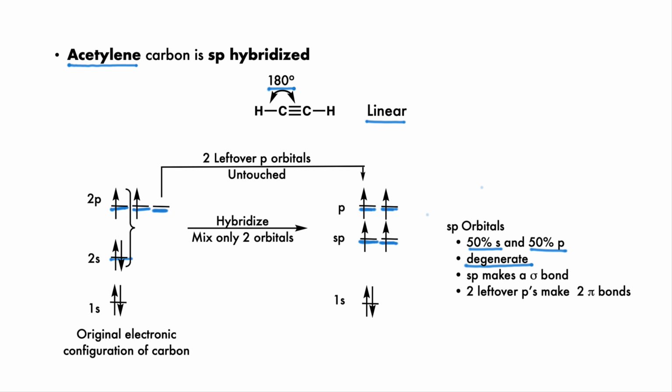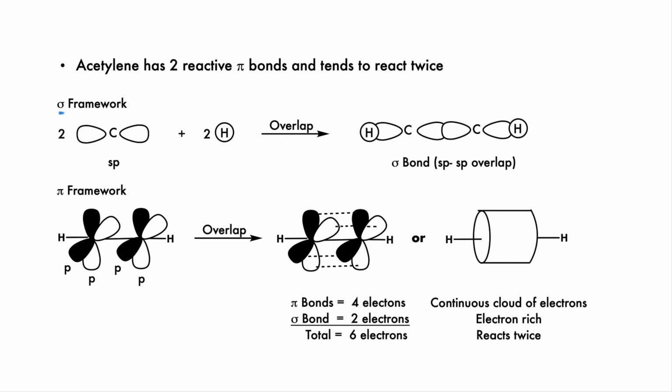The sp orbitals are used to make sigma bonds. The leftover p orbitals are used to make 2 pi bonds. Finally, we distribute 2 electrons to each sp orbital and 2 electrons to each p orbital. In the sigma framework of acetylene, the carbon-carbon bond is made by overlap of 2 sp orbitals. The other sp orbital at each carbon overlaps with the 1s orbital of hydrogen to make a carbon-hydrogen bond.